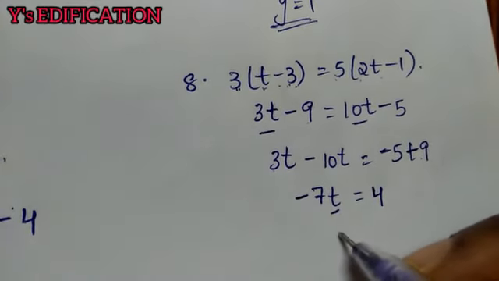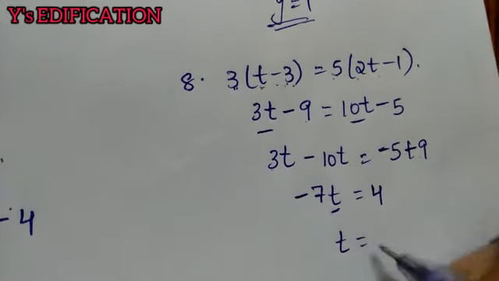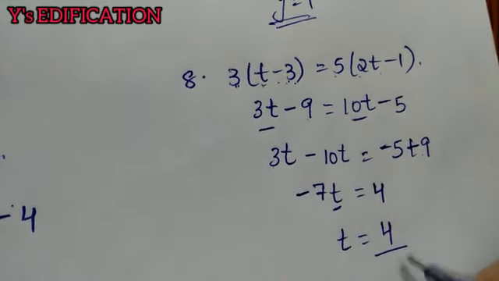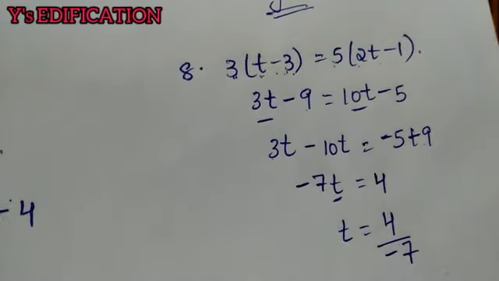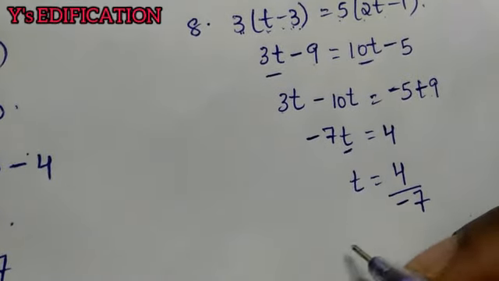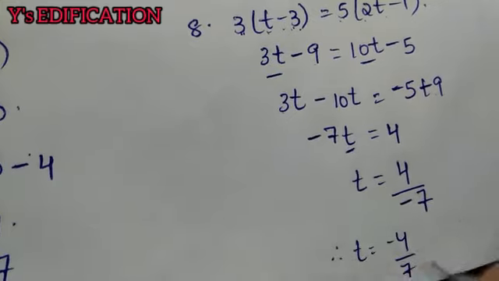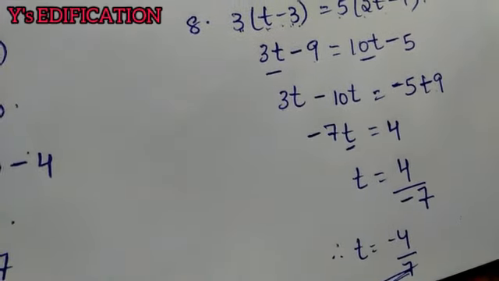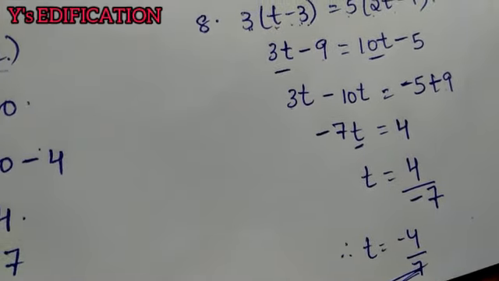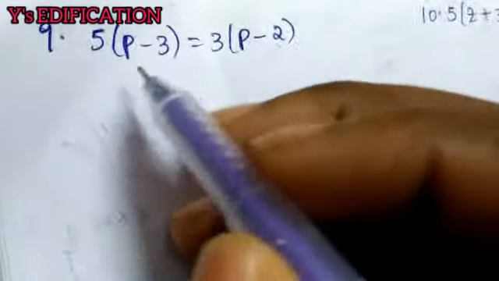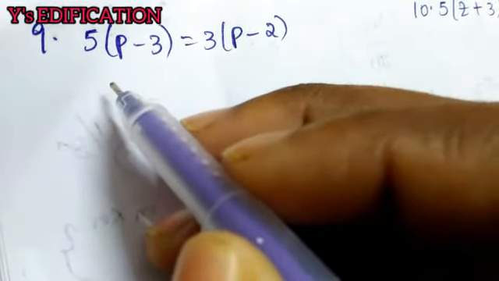We want only the t value. So t is equal to, transpose this to the RHS side, it will become 4 by minus 7. Okay, if the negative is in the denominator, we can write it in the numerator also. So the value of t is minus 4 by 7. Okay, next one, a similar problem to what we have done previously.